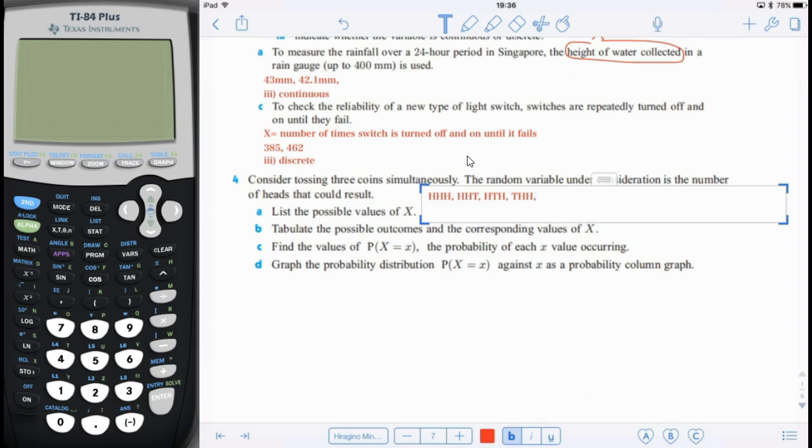Okay, so I've written out 3 heads. I've written out 2 heads. Now I'm going to write out the 1 head possibilities. Do you see the pattern I'm following here? And then there's the 3 tails possibility. And so that's it. There's 8 possibilities.